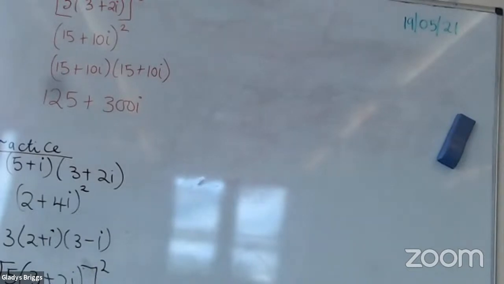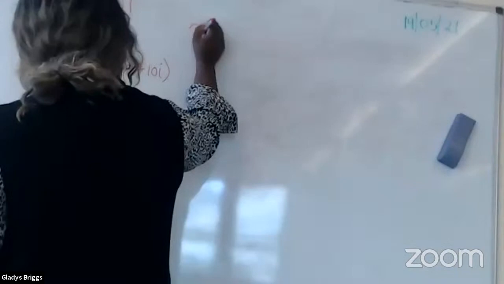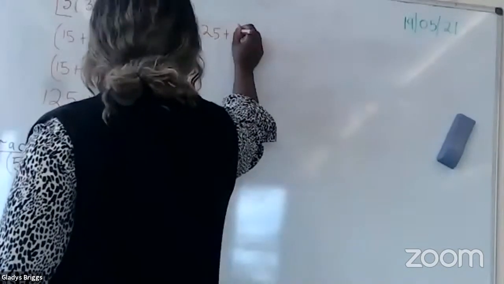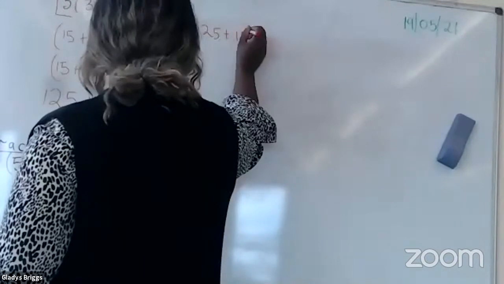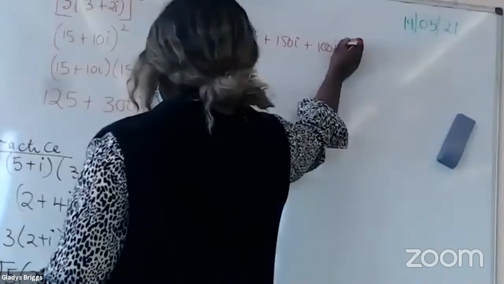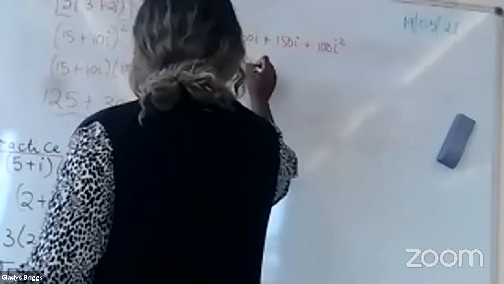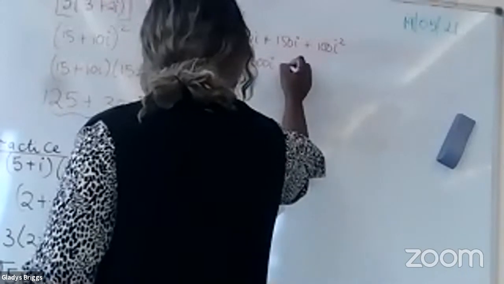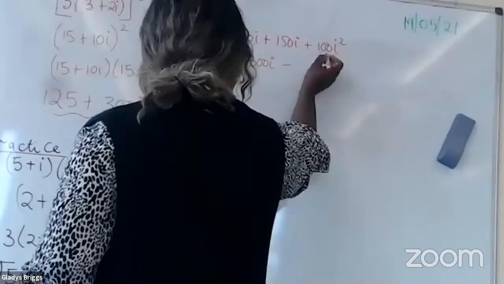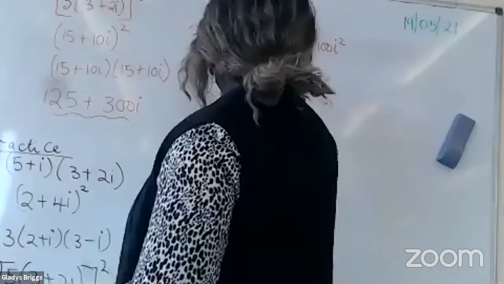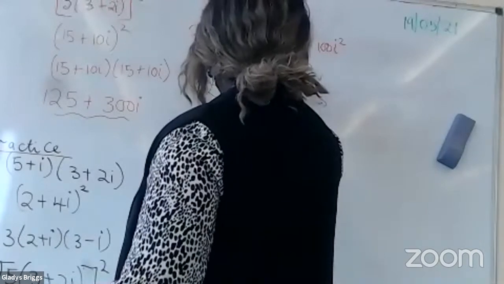What is 15 times 15? Put it in your calculator if you don't know what it is. Okay, so 225. 15 times 10 is 150i, plus 10 times 15 is 150i, and 10i times 10i is 100i squared. Yeah? So let's see. 225 plus 300i minus 100. Yeah? Minus 100. It's going to be 125 plus 300i.